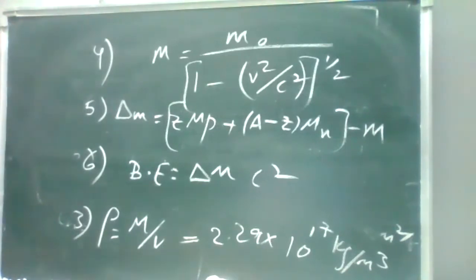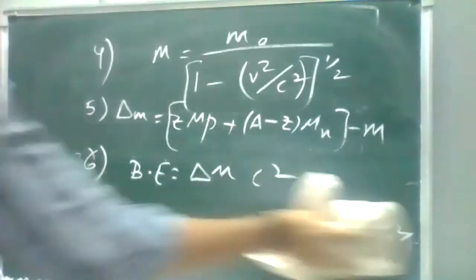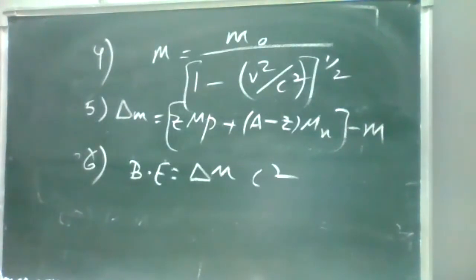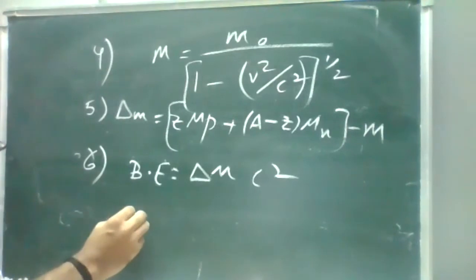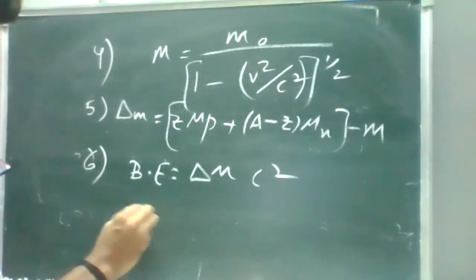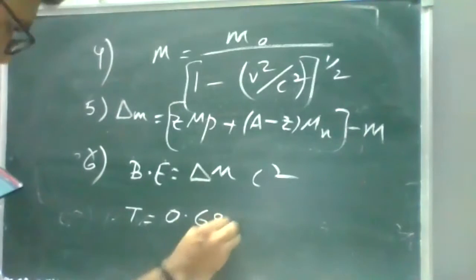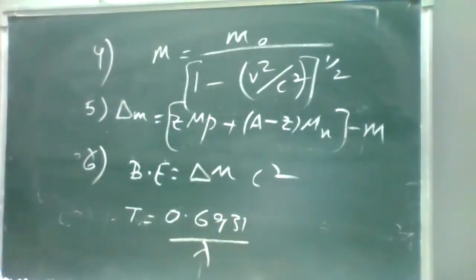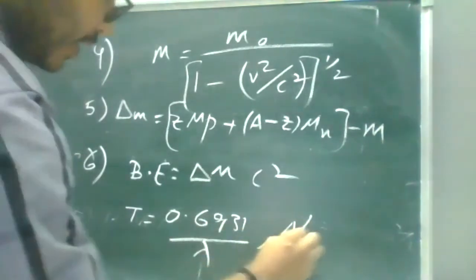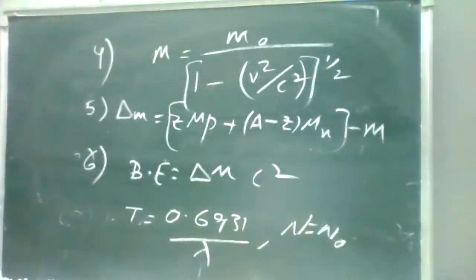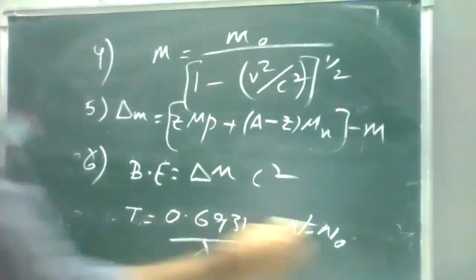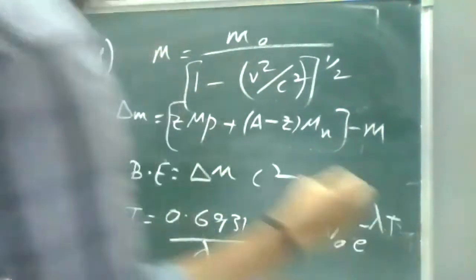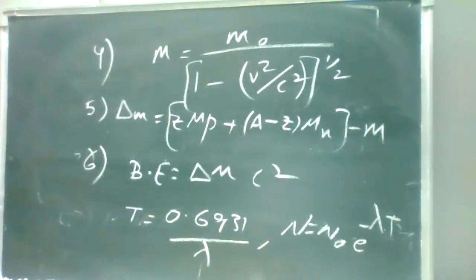Okay, next one, half-life period. For half-life period, the time period T is equal to 0.6931 by lambda. If you are discussing with respect to N, N is equal to N0 into e power minus lambda t.